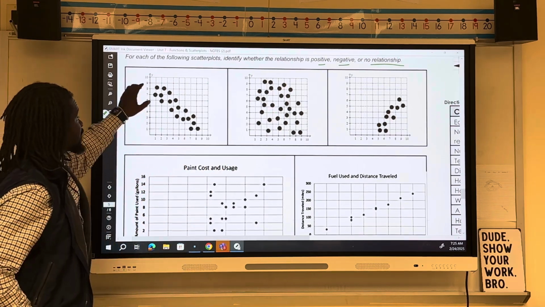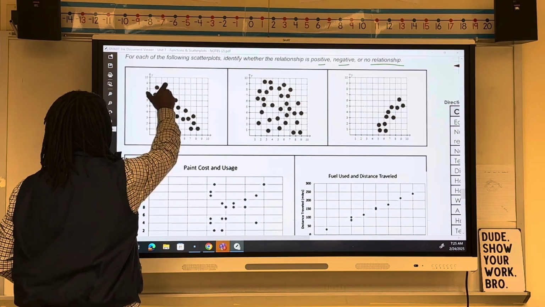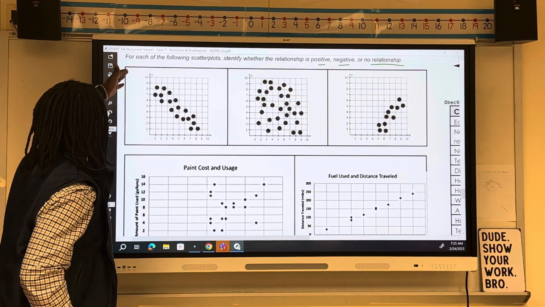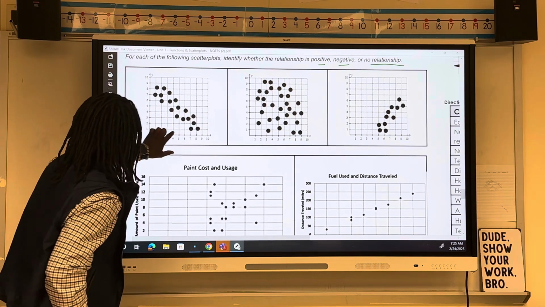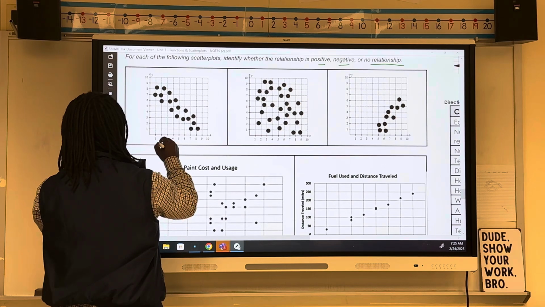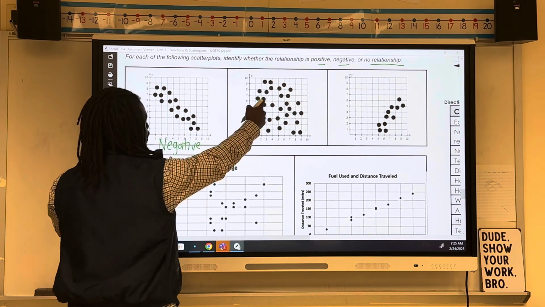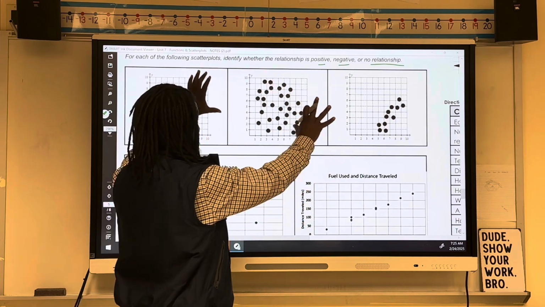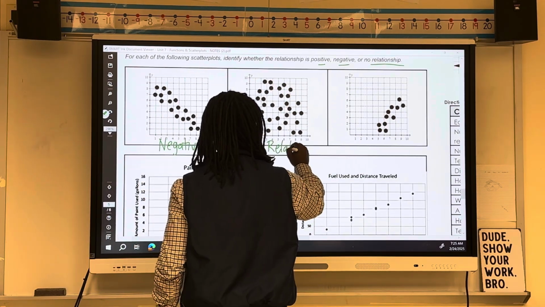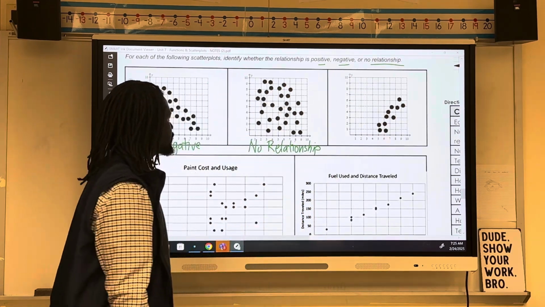So in this first one, as we are moving from left to right, as our x-axis is increasing, our y-axis is decreasing. So that is a negative correlation. This one, all right, the dots are all scattered everywhere, okay? And so that is no relationship or no correlation, either one, all right?